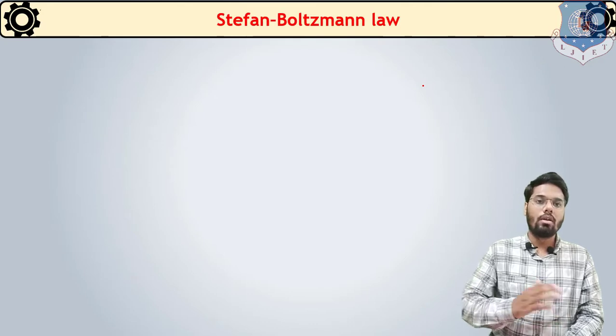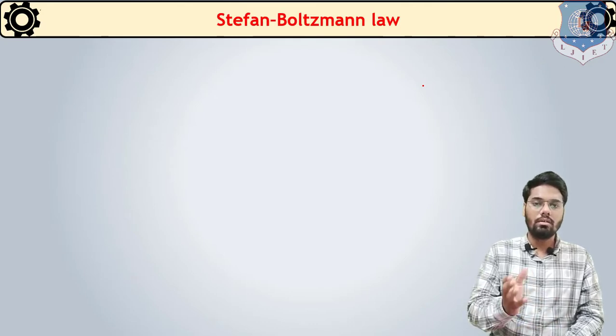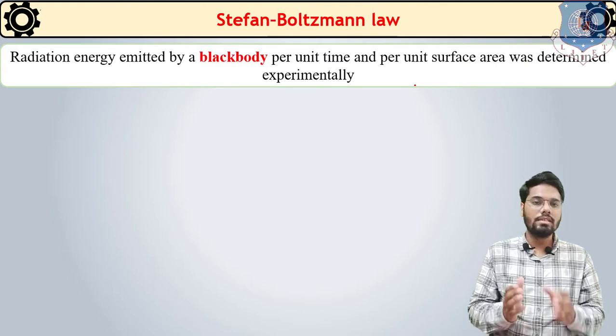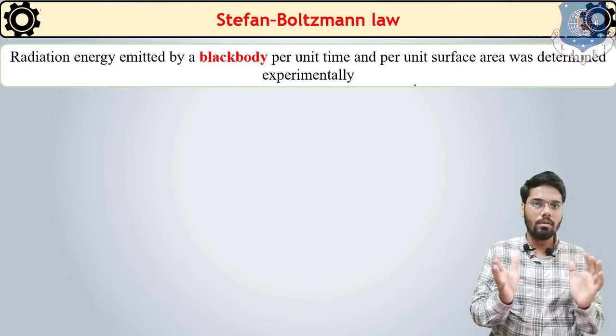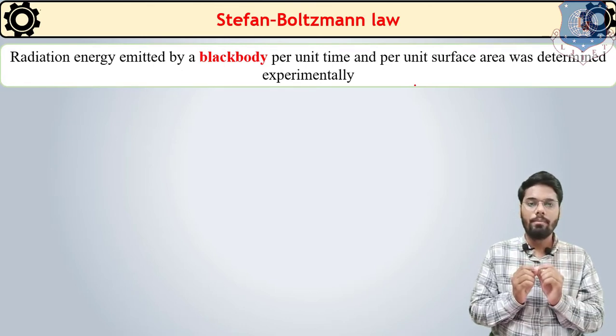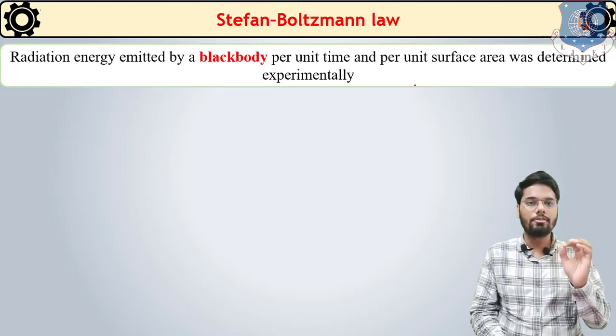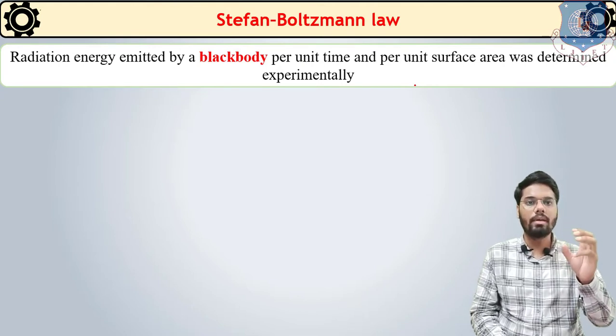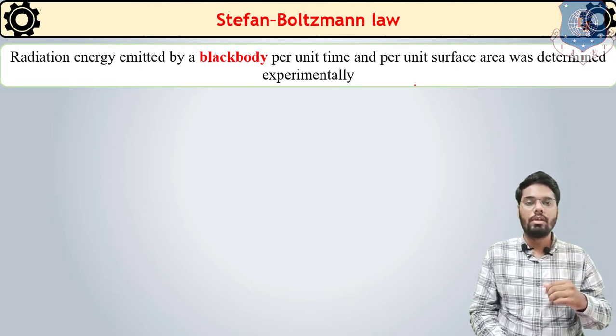Now there are different laws related to radiation. The first one is the Stefan-Boltzmann law. We have just discussed this, so let's sum up what we have learned up to this point. Every body whose temperature is above absolute zero emits electromagnetic waves. That electromagnetic wave contains packets of photons, or we can say energy.